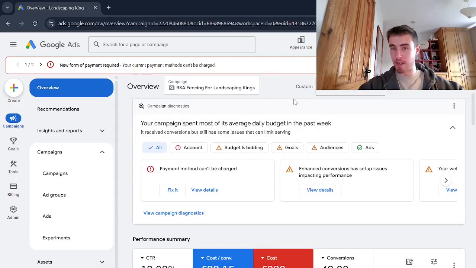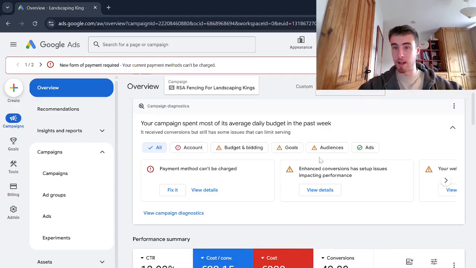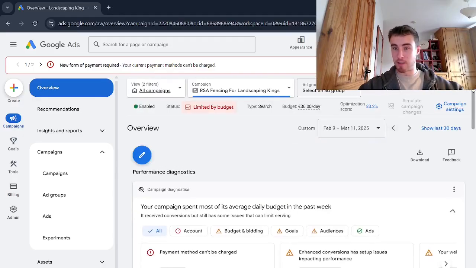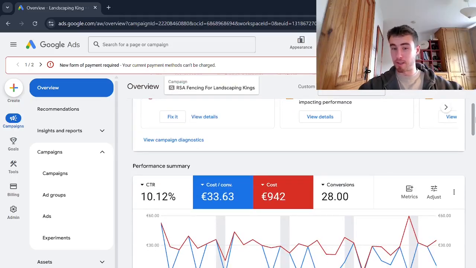And if you were able to get around 30 conversions, ideally within month one, then that means at the end of month one, you're going to be ready to go straight to smart bidding and using a target CPA, which is exactly what we did for this campaign, to get a lot more conversions in month two, and also bring down that cost per conversion as well from €33 to €22, all in the space of 1 month.